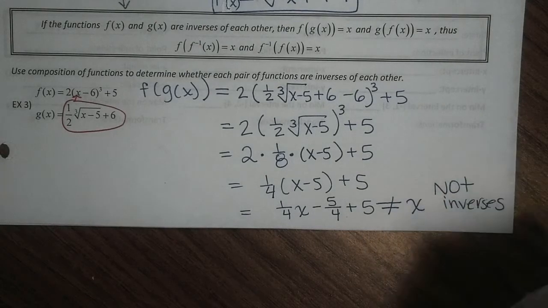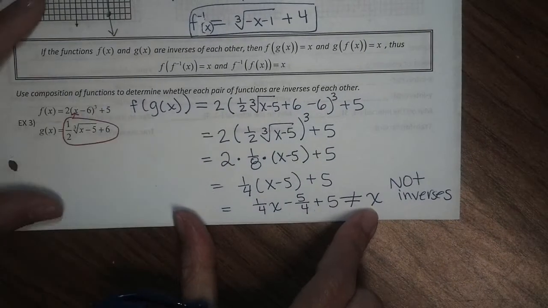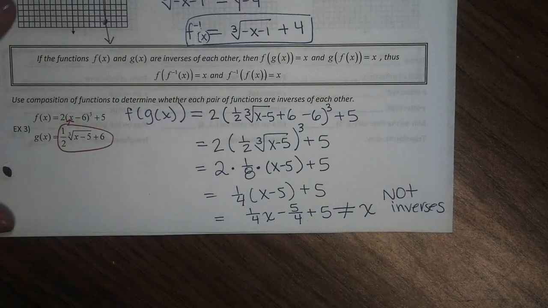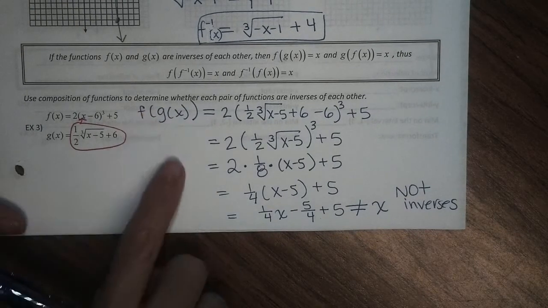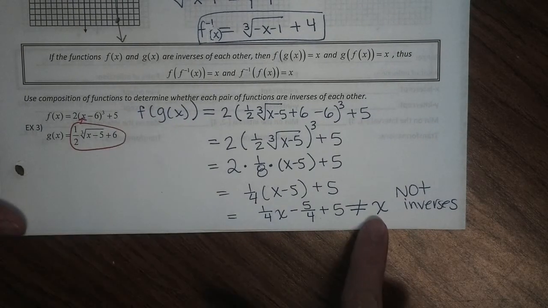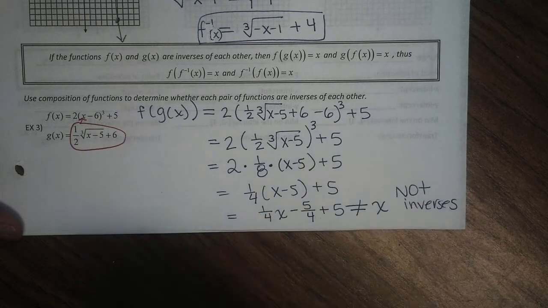And honestly, if the f of g of x is not an inverse, then you don't even need to do the other one. So on the quiz, to save you time, if the first f of g of x doesn't equal x, then your answer is just not inverses. Don't worry about the other half because you'll just be wasting time.